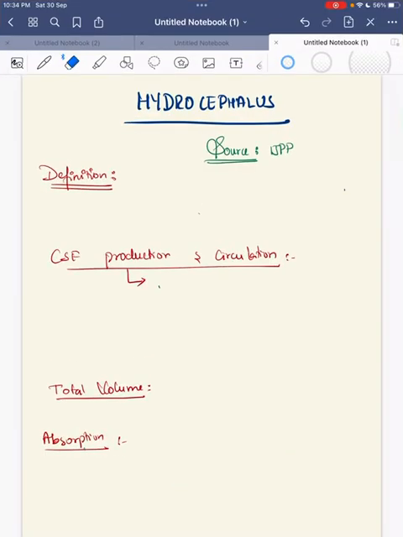So starting off with its definition, it is nothing but the enlargement of the brain ventricles and/or subarachnoid space. This is the enlargement of brain ventricles or its subarachnoid space.